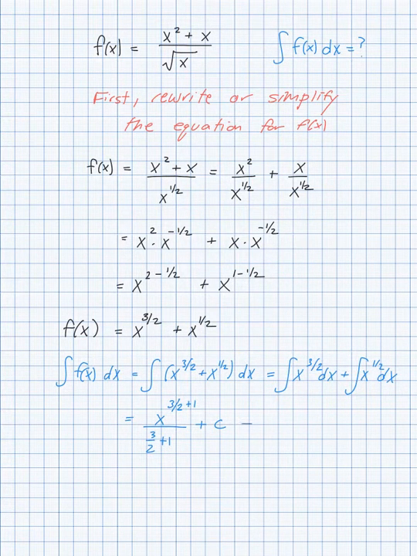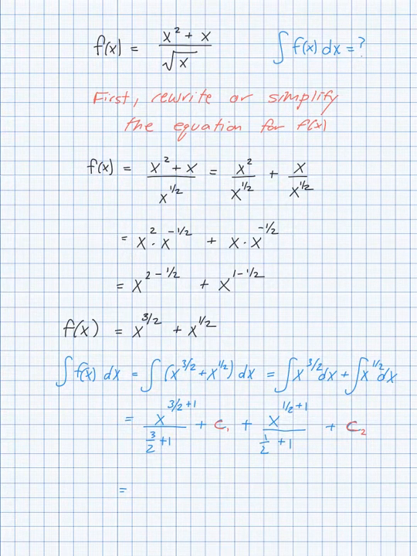And then the second term is x to the 1/2 plus 1 divided by 1/2 plus 1 plus some constant of integration. And whenever we have constants of integration, you can combine them. The combination of any number of generic constants, I could call them C1 and C2, is just some other generic constant, so we can lump it into one C term.